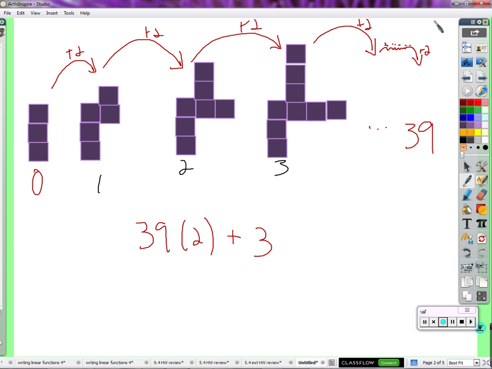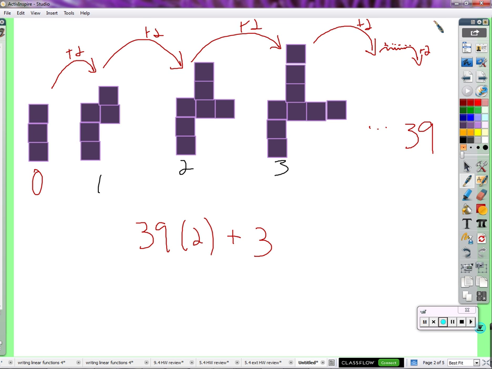39 twos. And keep in mind, we have not really considered how many blocks are in this figure here. We're just counting how many blocks we're going to add on. Two get added on to get this one, two to get this one, two to get this one, and so on. But we have to start with 3 blocks. So we add the 3 blocks that we started with.